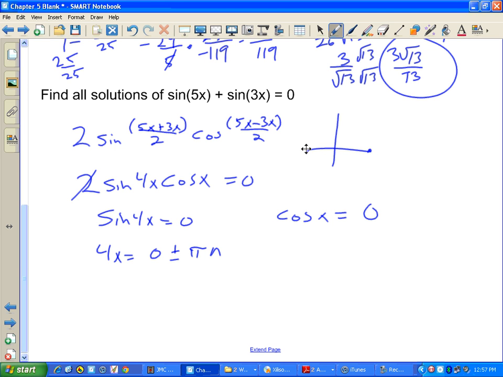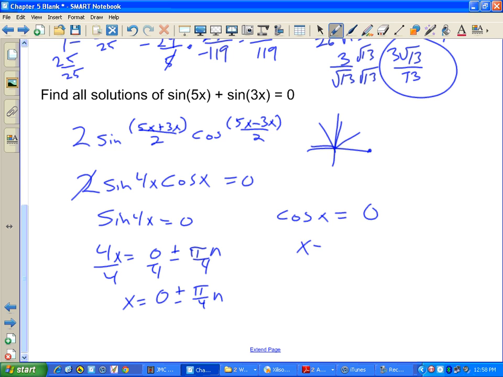If I go pi away, I'm at 0 again. Pi away, I'm at 0. Or if I go back pi. Okay, so that's where the pi n comes from. n is just an integer. Now I'm going to divide by 4. So x equals 0 plus or minus pi over 4 n. So now I know that every pi over 4, 2 pi over 4, 3 pi over 4, 4 pi over 4, every multiple of pi over 4 is going to be a solution to this.